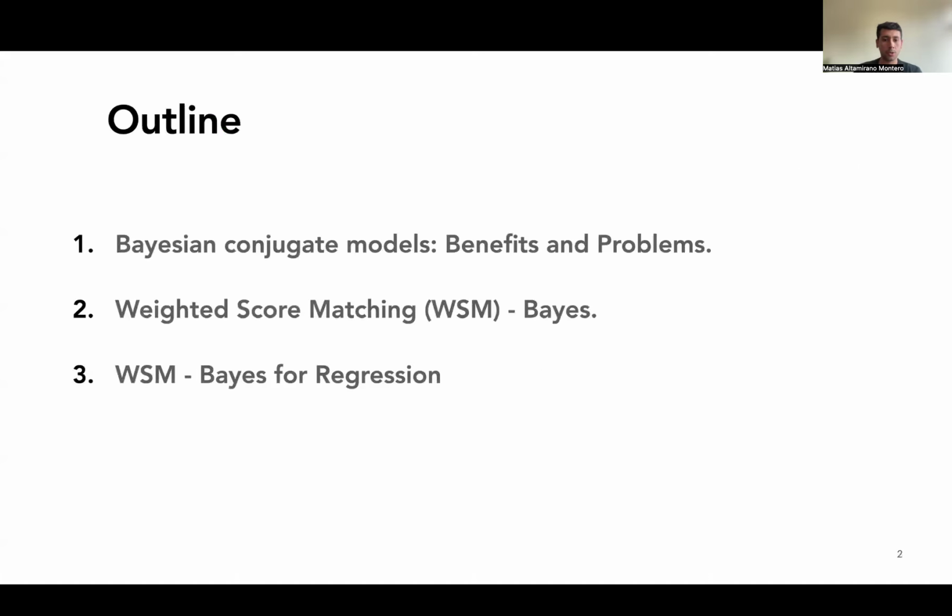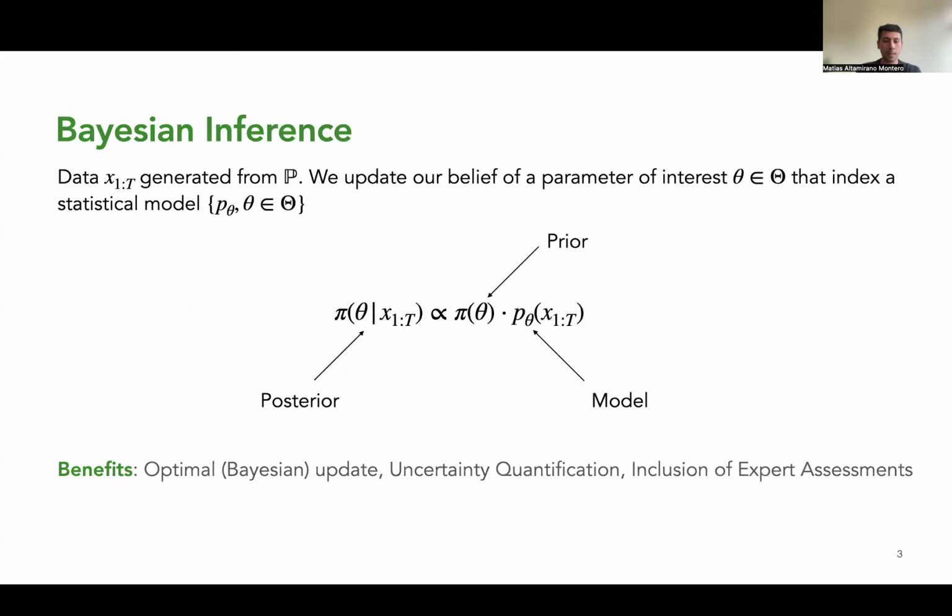So, a short outline. I'll start with what I mean by Bayesian conjugate models and their benefits and problems. Then I'll introduce the thing I've been working on, which is weighted score matching Bayes. And finally, I'll talk about how we can extend that to regression, in particular Gaussian processes.